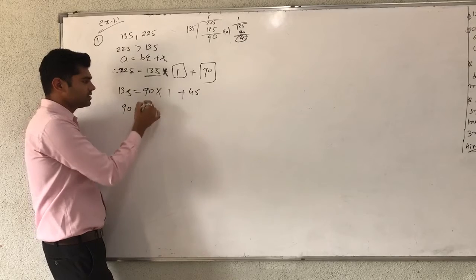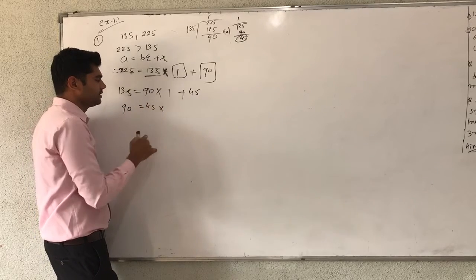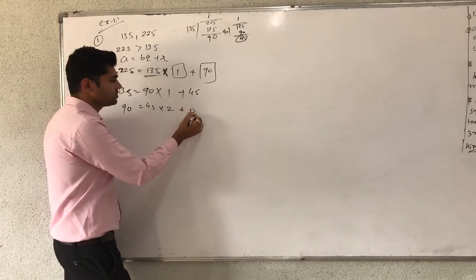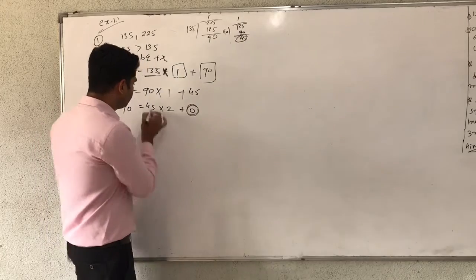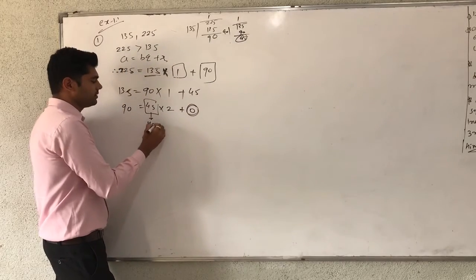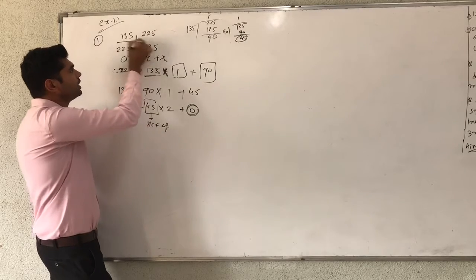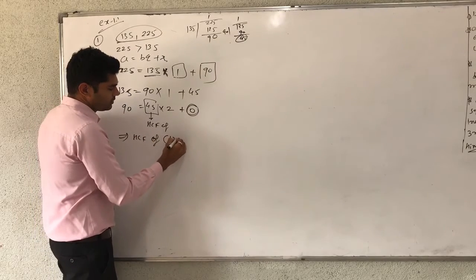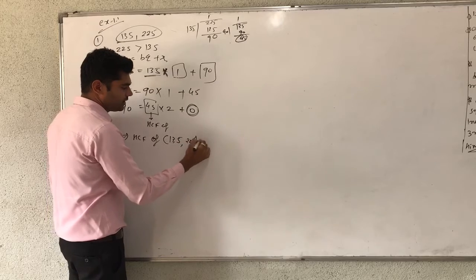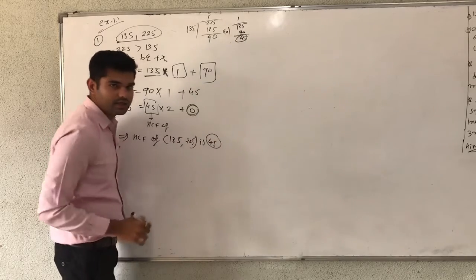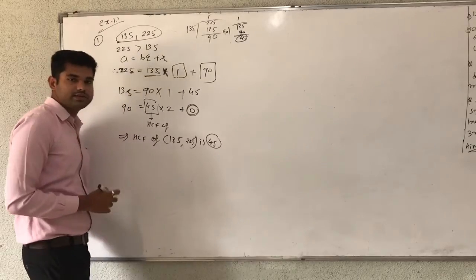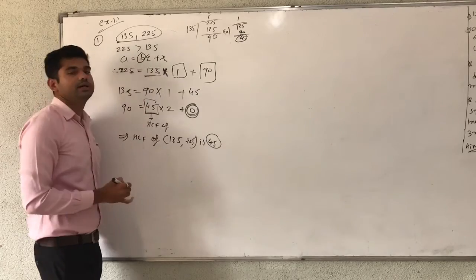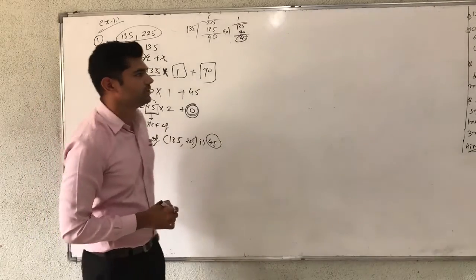Now first write this term and plus here write the remainder. 45 into 2 is equal to 90, so the remainder is not, and now the remainder is 0. This number indicates the HCF of the two numbers. So our final answer is HCF of 135 and 225 is 45. So in similar questions, when the remainder is 0, this number, it means the value of b, represents the HCF of the given numbers.